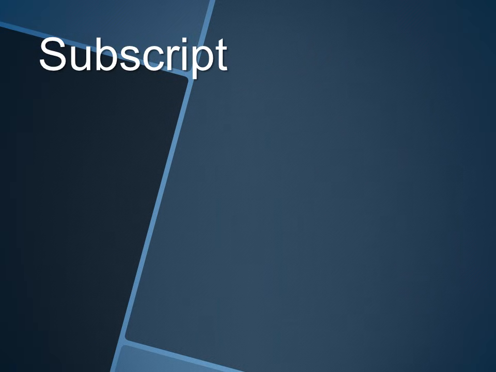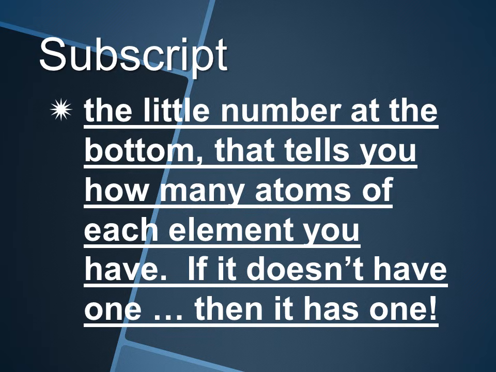In order to be able to count atoms, the first thing you need to know is what a subscript is. A subscript is just that little number at the bottom of a formula that tells you how many atoms of each element you have. So remember that if a formula doesn't have one, that means it's just one of that atom. So for example, if you have water, the formula is H2O. And so that means that there's two H's and one O.